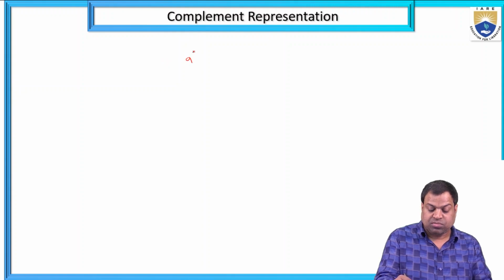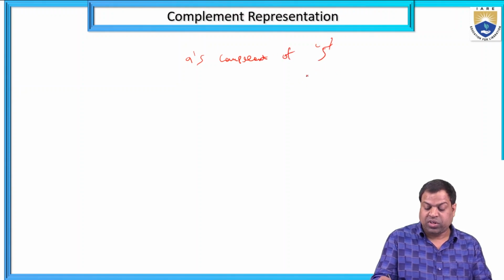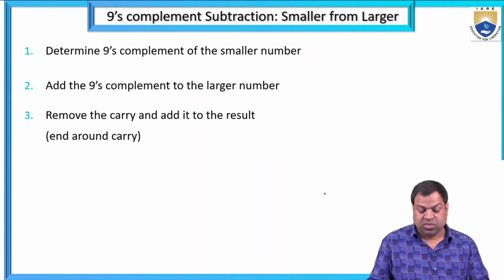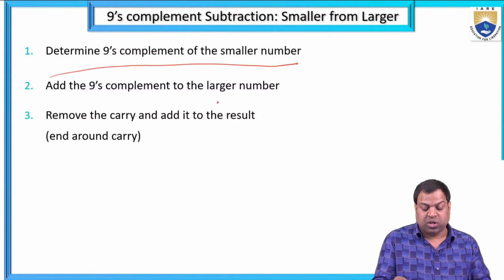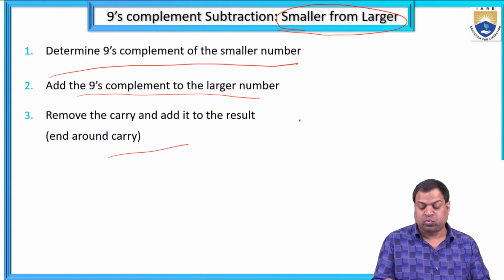Suppose 9's complement of 5. What is 5? 9 minus 5, that means 4. So 9's complement of 5 equals 4. Okay, like this. Determine the 9's complement of the smaller number. Add the 9's complement to the larger number. Remove the carry and add it to the result. So it is smaller from larger, that means larger minus smaller.